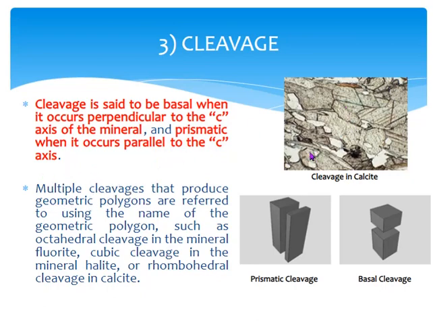Multiple cleavage sets are seen here in calcite. Here is one set of cleavage, here is another set, and here is another set. Three sets of cleavage are seen in the calcite mineral. Multiple cleavages that produce geometric polygons are referred to using the name of the geometric polygon. This is prismatic cleavage, and this is basal cleavage.